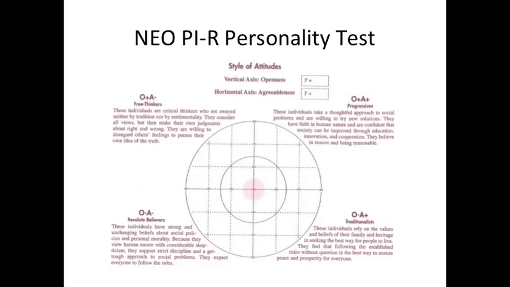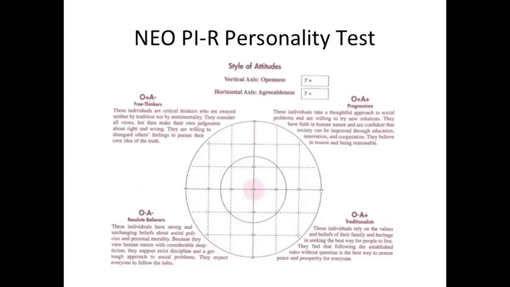When we combine openness and agreeableness, we find the style of attitudes that a student has. For instance, if they are extremely open and extremely agreeable, they tend to be extremely progressive, take a thoughtful approach to social problems and are willing to try new solutions. If they are clearly open but not that agreeable, well, they tend to be extremely critical thinkers, extremely free thinkers. After all, these are people who tend not to be swayed by either tradition or sentimentality. They tend to find their own way.